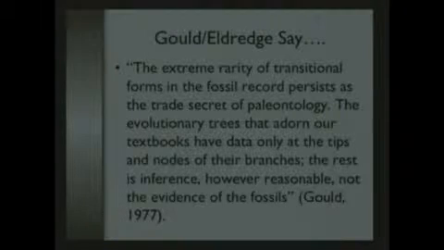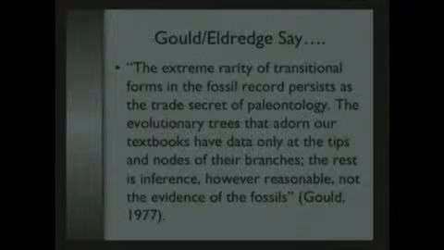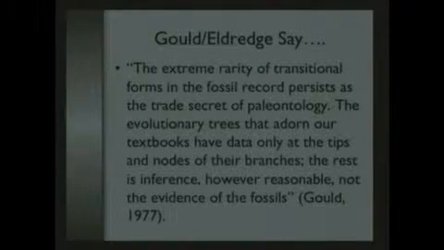I've got to reread this again, because that doesn't correlate with what Dawkins just said. There are very few gaps in the fossil record. We've just got the fossil record littered with transitional forms, according to Dawkins. Paleontologists: the extreme rarity of transitional forms in the fossil record persists as a trade secret of paleontology. The evolutionary trees that adorn our textbooks have data only at the tips and nodes of their branches. The rest is inference, however reasonable, not the evidence that we get from the fossils.